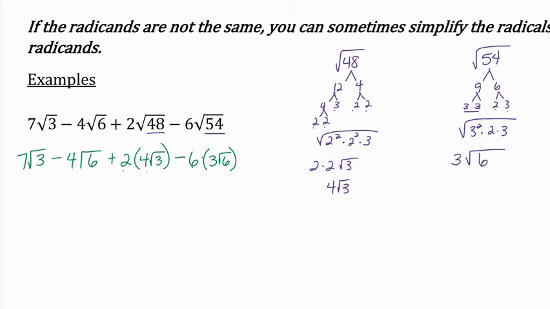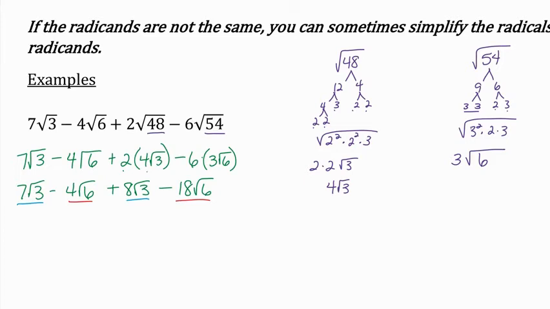If I'm doing 2 times 4 radical 3, right, let's simplify those. So that will give me 8 radical 3 minus 18 radical 6. And now notice we've got like terms, right? I've got a radical 6 and a radical 6. And I also have 2 sets of radical 3's.